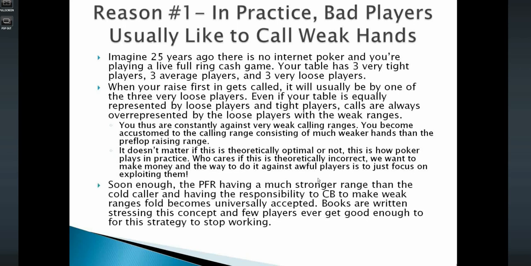Soon enough, the pre-flop raiser having a much stronger range than the cold caller and having the responsibility to continuation bet to make weak ranges fold becomes universally accepted. Books are written stressing this concept, and few players ever get good enough for this strategy to stop working. So hopefully you can very clearly see where this idea comes from, that the pre-flop raiser should have a much stronger range than the cold caller, because in practice they used to usually have that. And then since the pre-flop raiser has a much stronger range than the cold caller, it should be the one usually c-betting with the strong range, even though it's often out of position. This isn't really necessarily true, but this is probably where the idea came from.